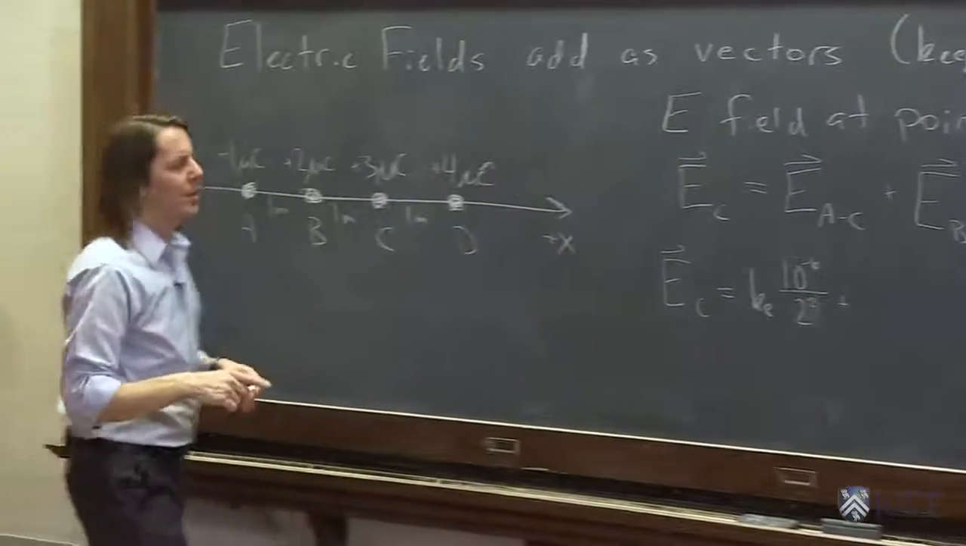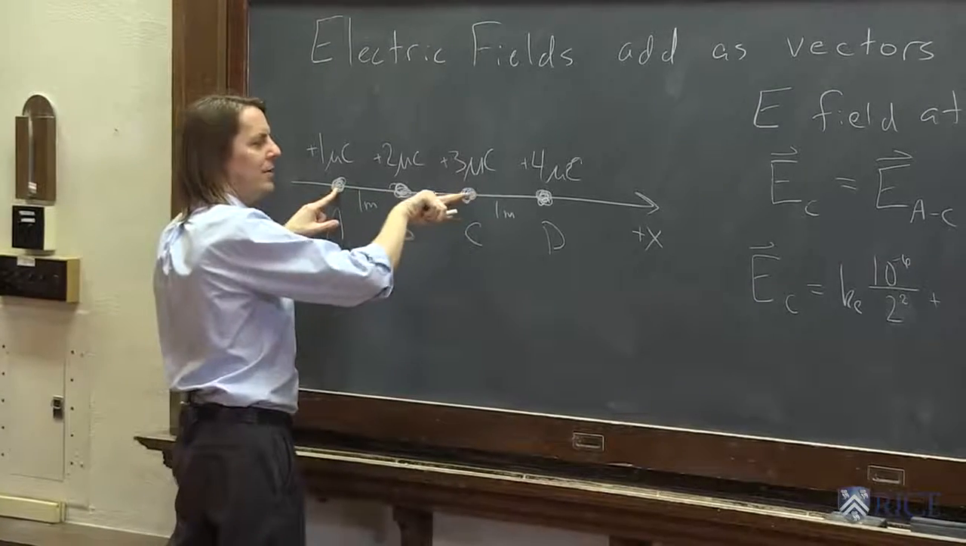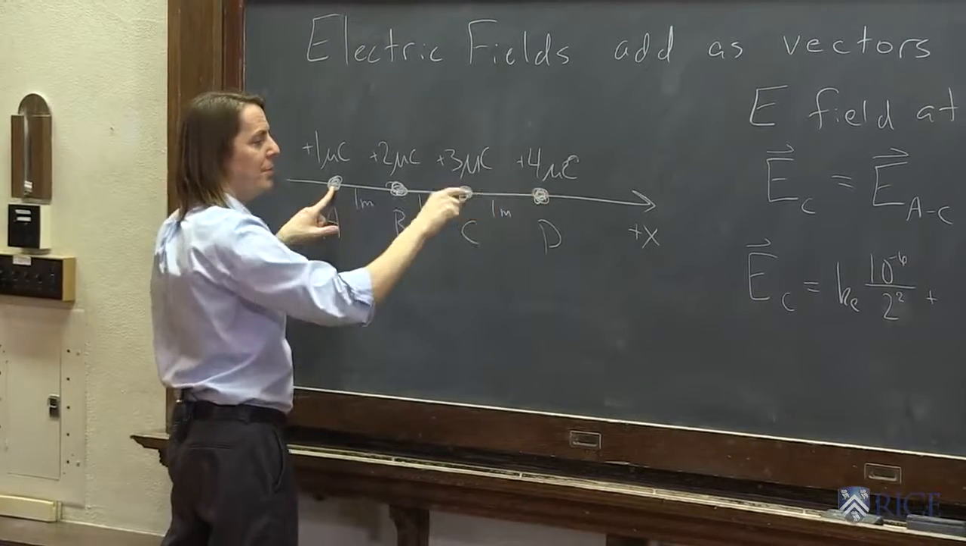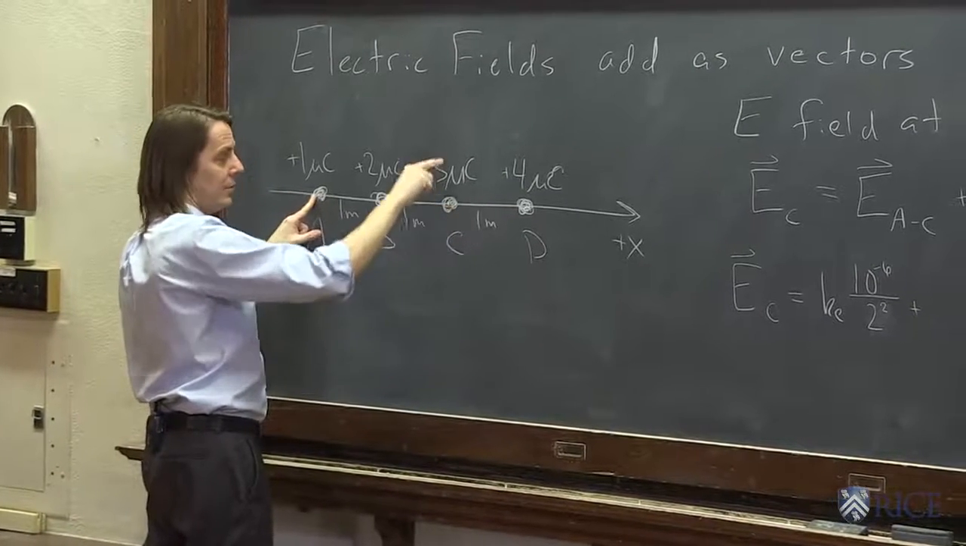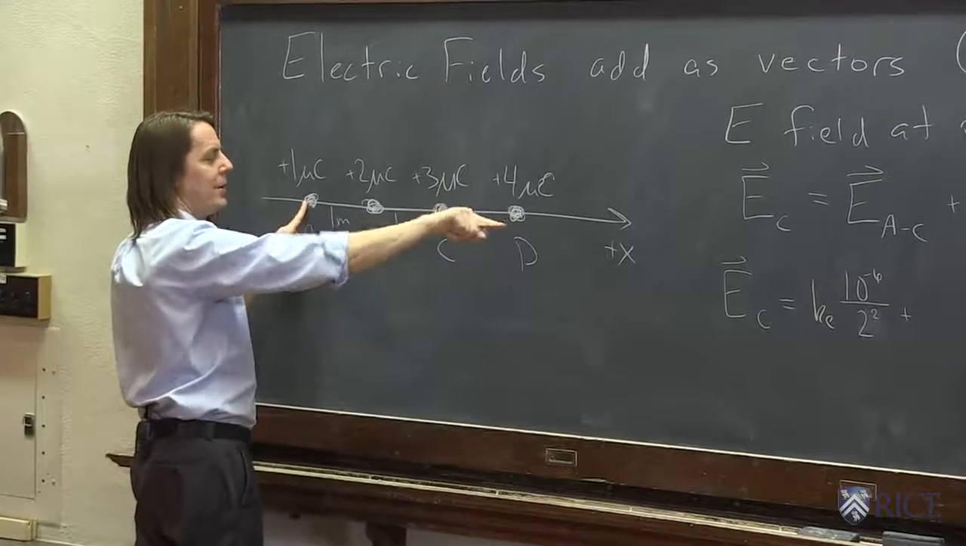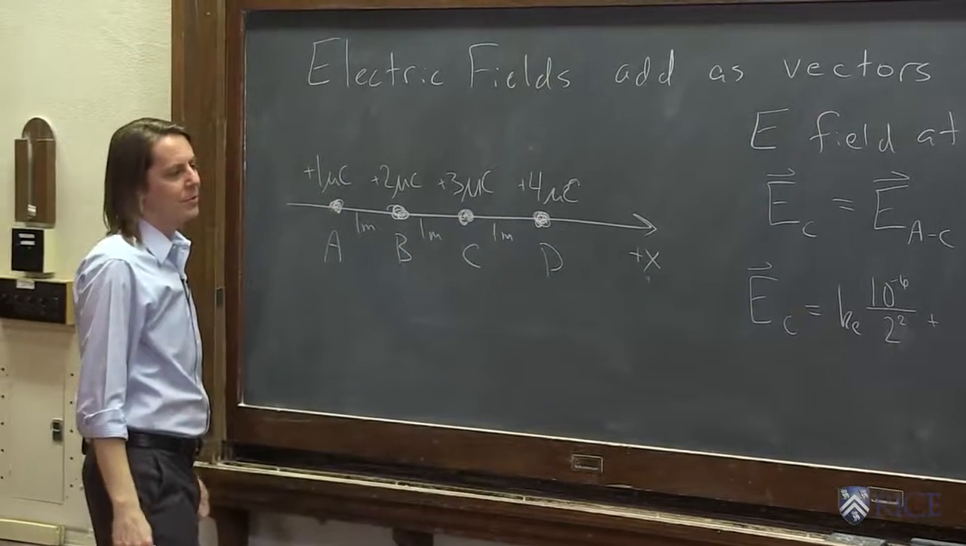Now I made it positive. Why did I make it positive? Because this is a positive charge. It's creating a field, and it's going to be this way. Right? If we imagine a positive test charge here, it'd be repelled by this positive charge, just like the 3 microcoulombs. It'd be that direction. And that is the positive x direction. So that's why I made that positive.